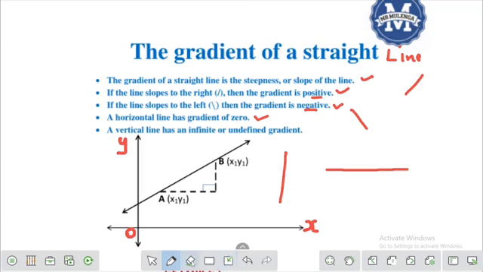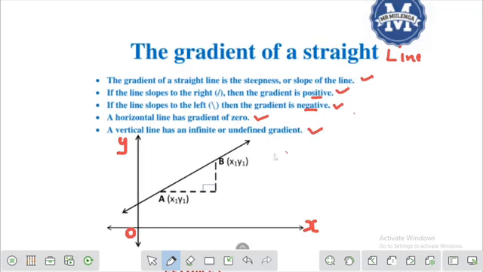When it comes to gradient, these points are very important for you to understand because they help you when answering some of the questions. They may use them as terminologies in such a particular question. That's why it's very important that you understand them.